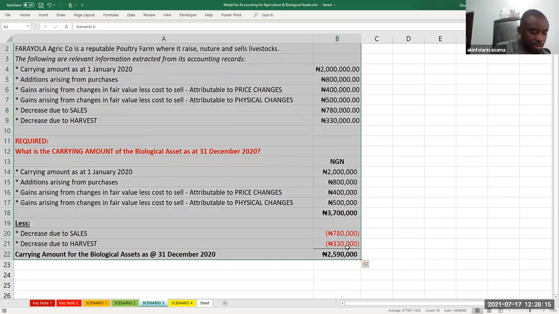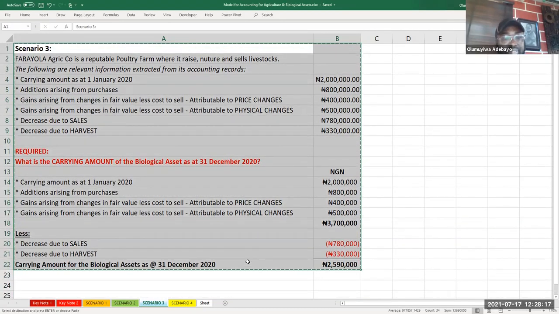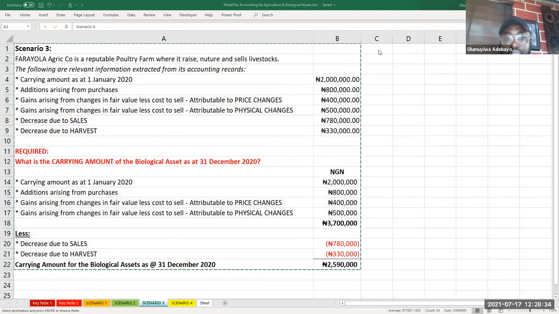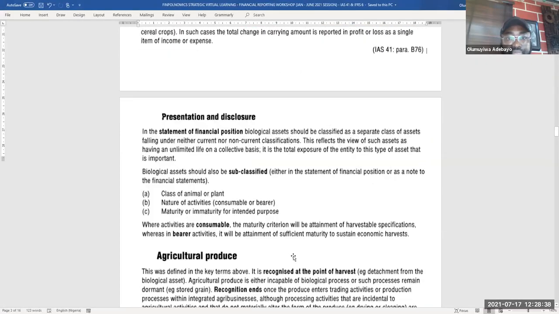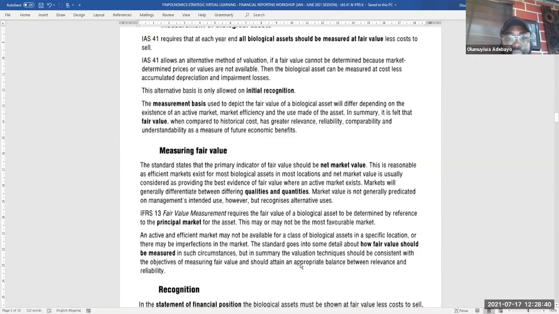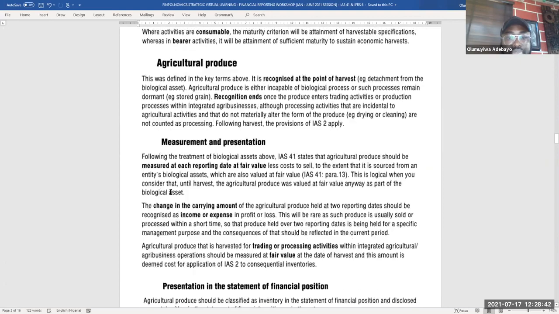Yeah. Thank you, sir. Okay, now the simple thing we are requesting is what I've shown you. Just define what increases the value of a biological asset and what decreases it to give you your carrying amount as at the end of the day. Okay, now let me take you back to, okay, let me put it somewhere here.